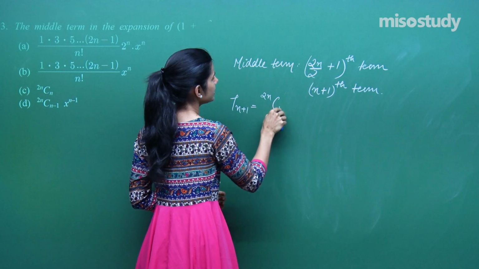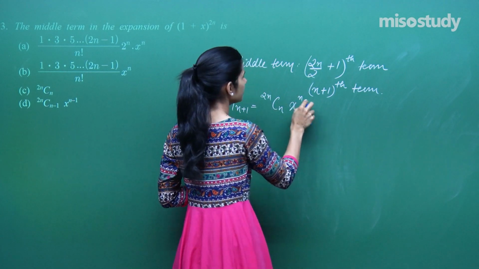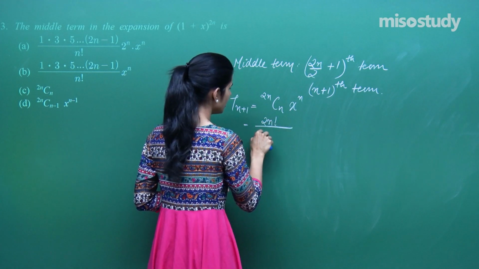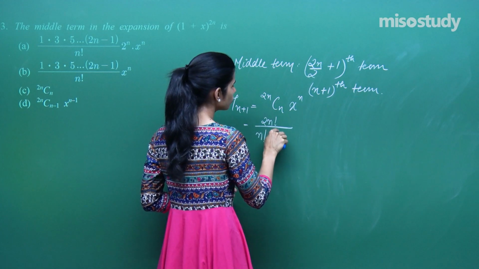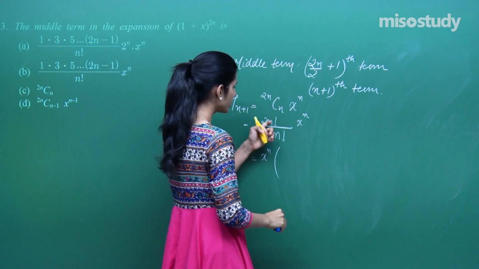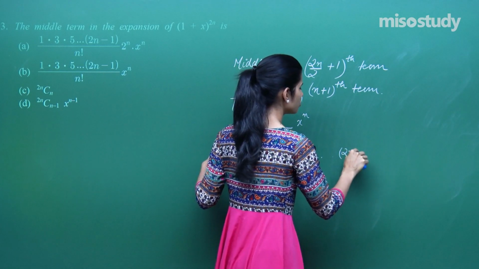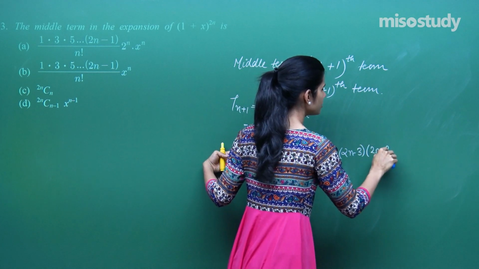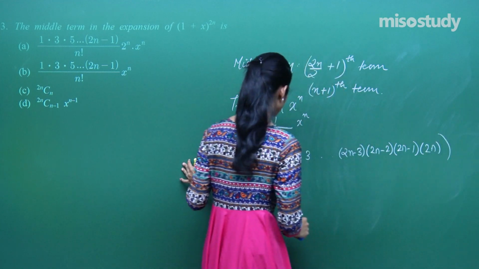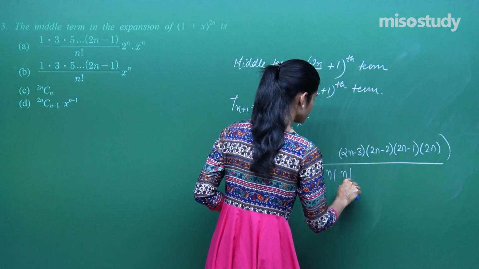This is 2nCn 1 to the power 2n minus n x to the power n. Fine, let's resolve it. This is 2n factorial upon n factorial into (2n minus n) factorial into x to the power n. What will this be equal to? 2n factorial I can write as 1 into 2 into 3 and so on, 2n minus 3, 2n minus 2, 2n minus 1, 2n. Right? Whole upon n factorial n factorial.